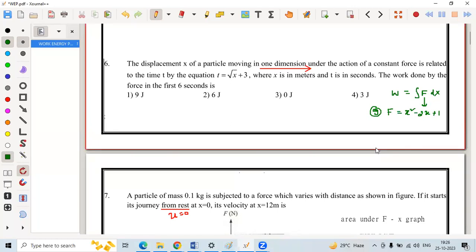Leave it. When plan A fails, plan B is there. Think whether there is another method. Change in kinetic energy. Yes. So work done is equal to change in kinetic energy. This can be done.